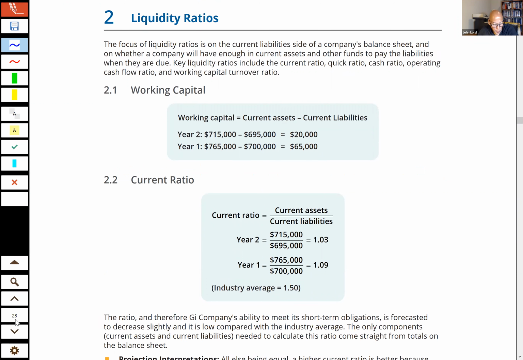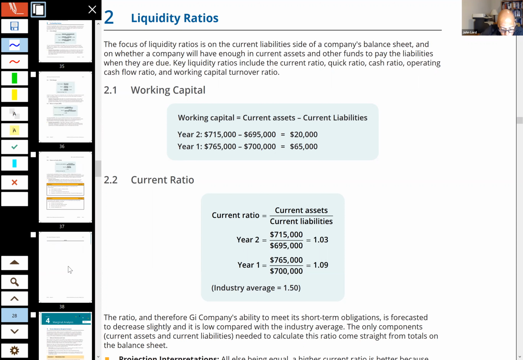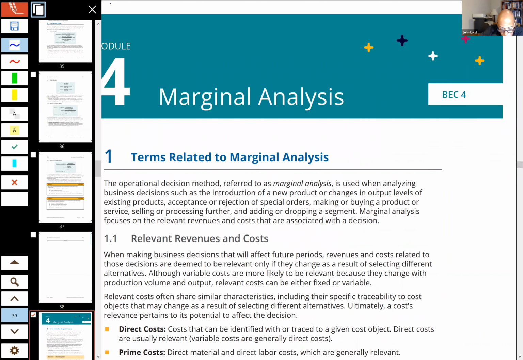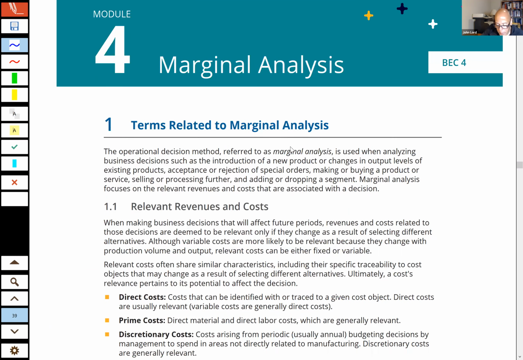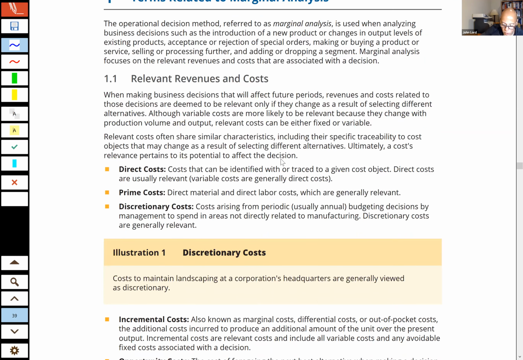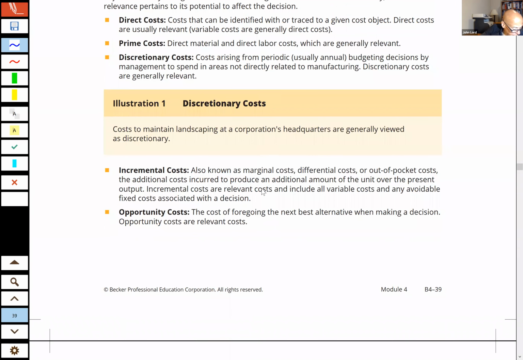All right, good. Let's go ahead and turn to our next module, which is module 4, marginal analysis. Go ahead and turn to page 39. Let's take a look at this idea of relevant cost, and let's come down and take a look at incremental cost.